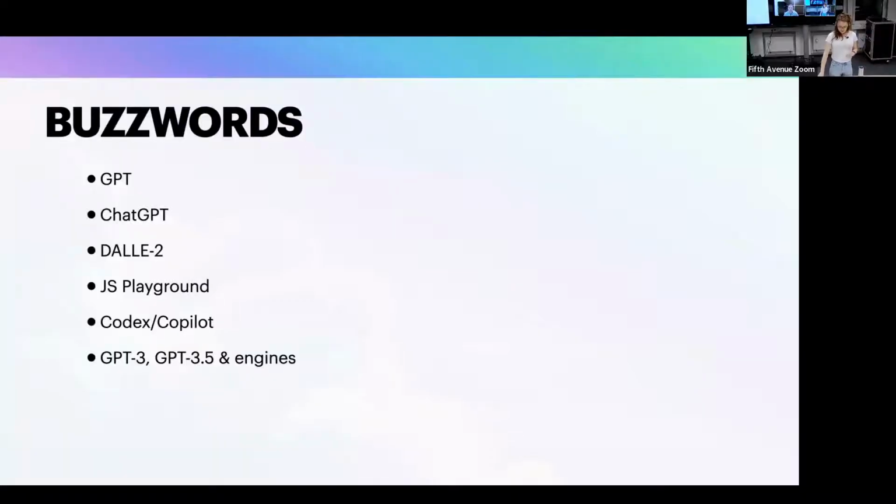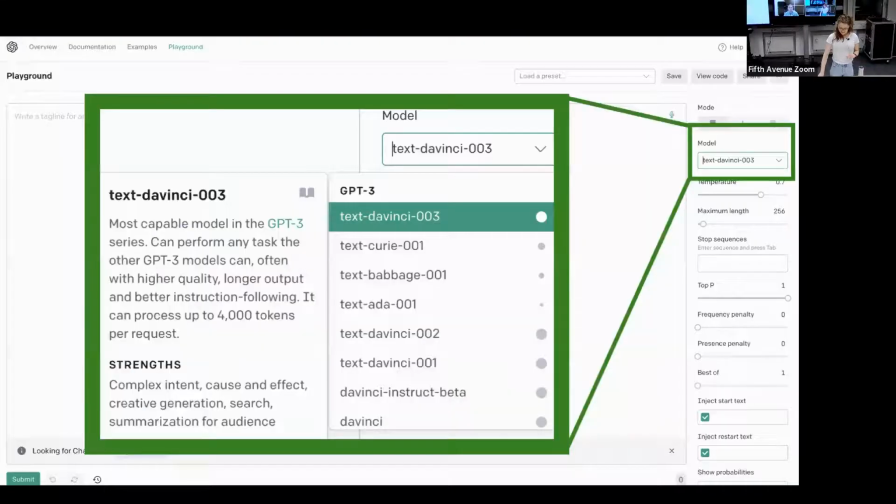Next buzzwords is GPT-3, GPT-3.5, and the different engines. So when you go to the OpenAI Playground, which is where you build your prompt. So you get to practice with it sort of in this chat thing interface. You put input, you get output until this looks good. Then you click on view code, and then you put this with the API into your program.